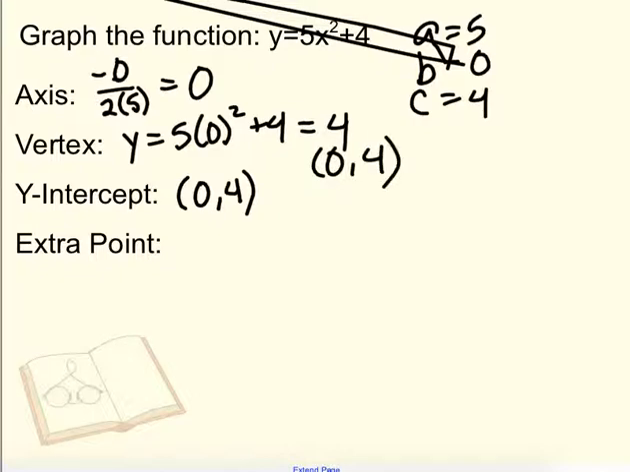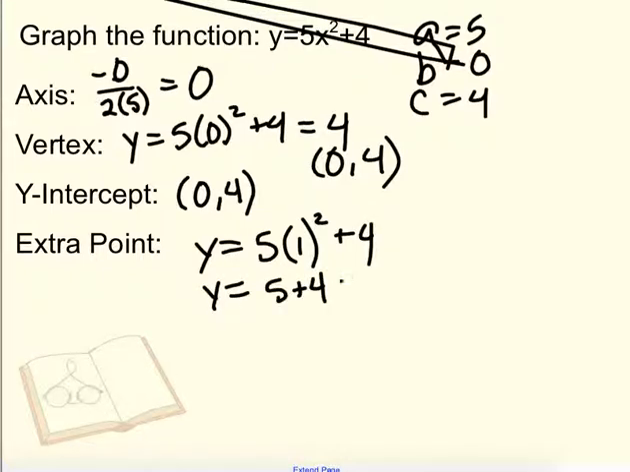So I really do need this extra point quite a bit. So I'm going to plug in 1 here. I might even plug in a second one if I don't have enough points to really see where it is. But I'm going to plug in 1. I have 5 times 1 squared plus 4. Remember, I square that 1 first, so I get y equals 5 plus 4, or 9.